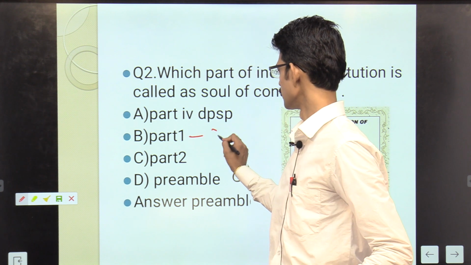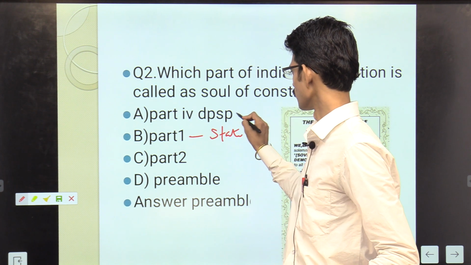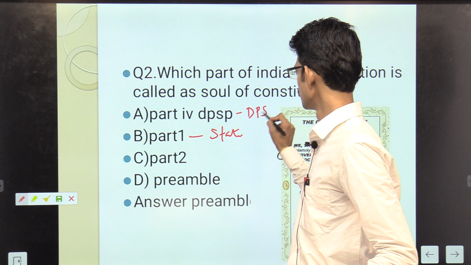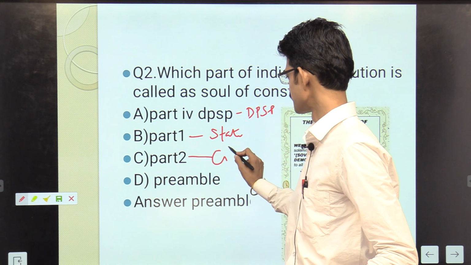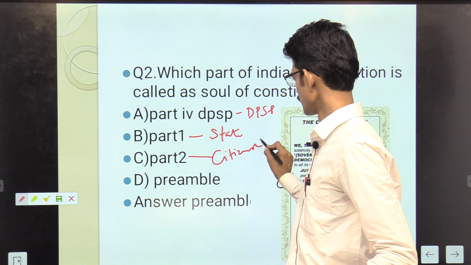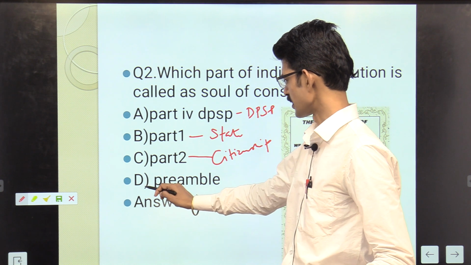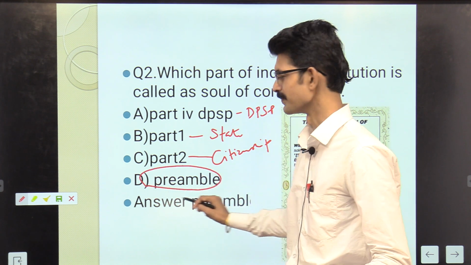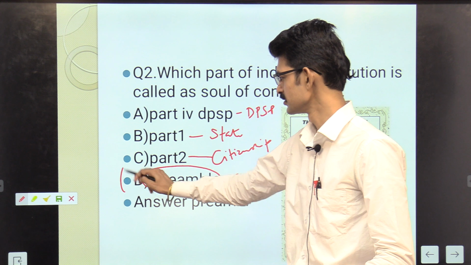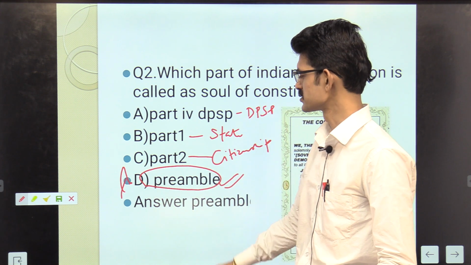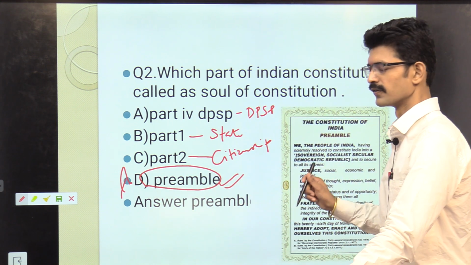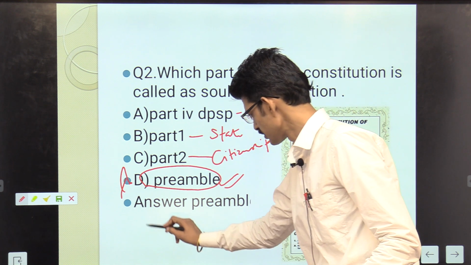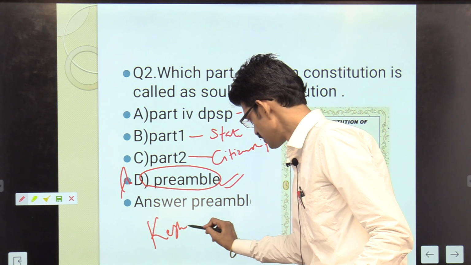So the name of the state, or DPSP, or citizenship, or preamble. So the correct answer is preamble. Preamble is the correct answer, in which we saw that there was a provision in the केशवानंद भारती केस.